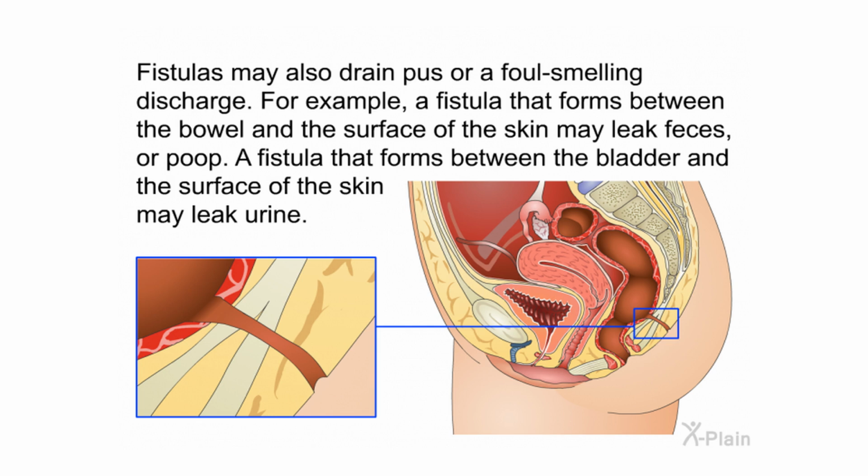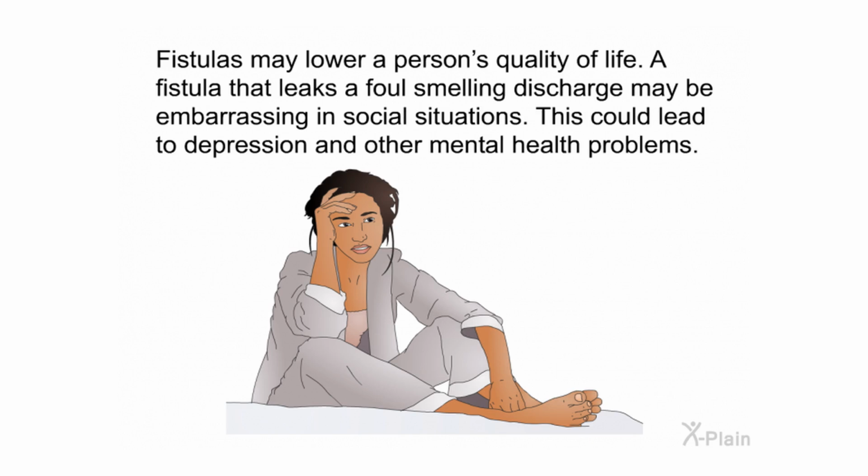Fistulas may also drain pus or a foul-smelling discharge. For example, a fistula that forms between the bowel and the surface of the skin may leak feces or poop. A fistula that forms between the bladder and the surface of the skin may leak urine. Fistulas may lower a person's quality of life. A fistula that leaks a foul-smelling discharge may be embarrassing in social situations. This could lead to depression and other mental health problems.